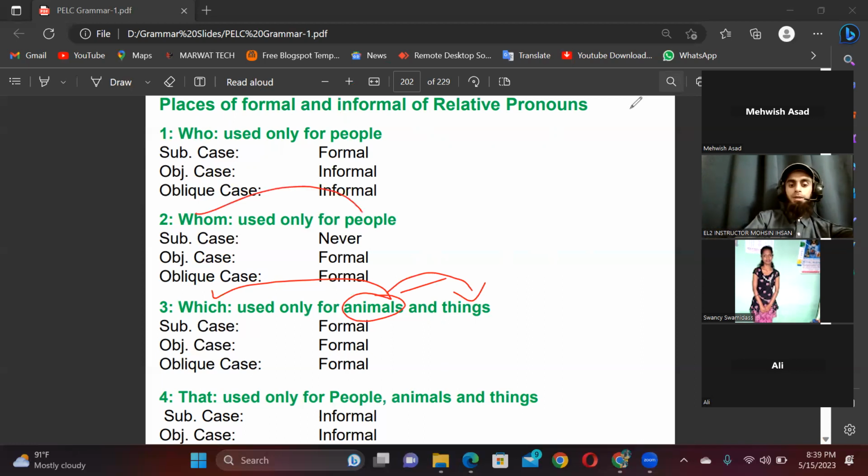Whom is used for people, which is used for animals and things. That is used for people, animals, and things. For example, I met a boy that was very good. Now, that was very good is a relative clause. That is an adjective clause. Why? Because it is telling me something about the noun. What is the noun? The noun is the boy. Now, the information is given about the boy.